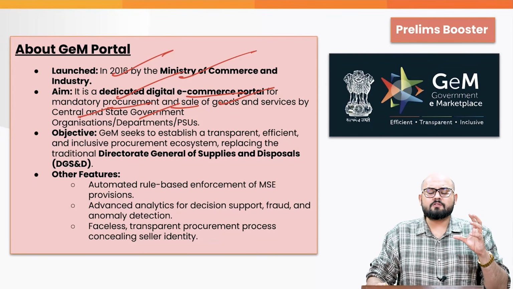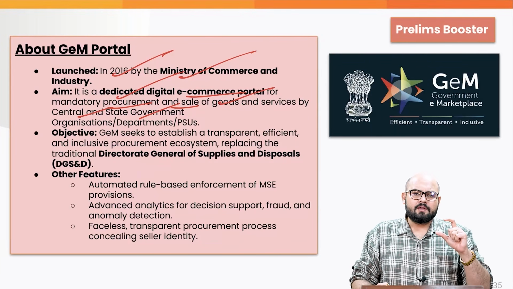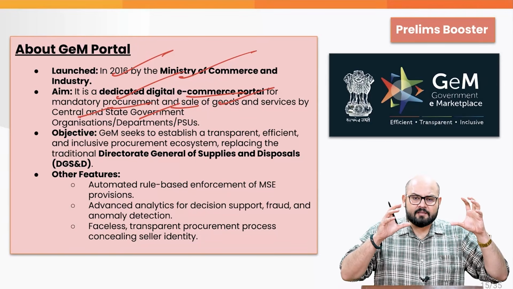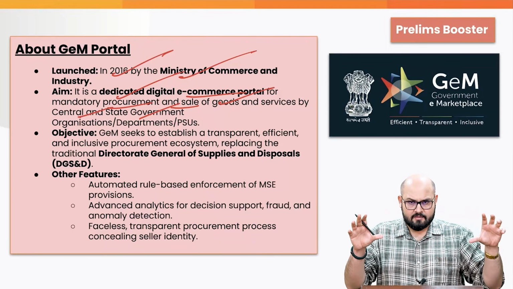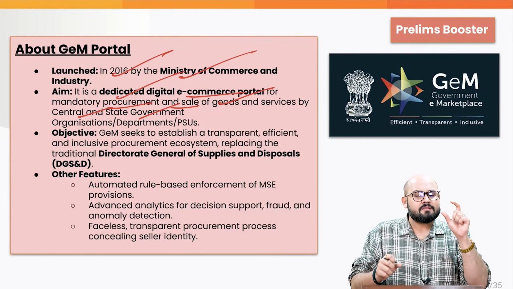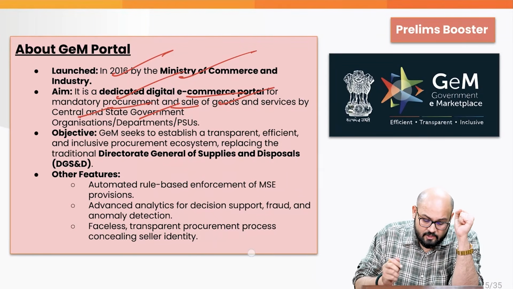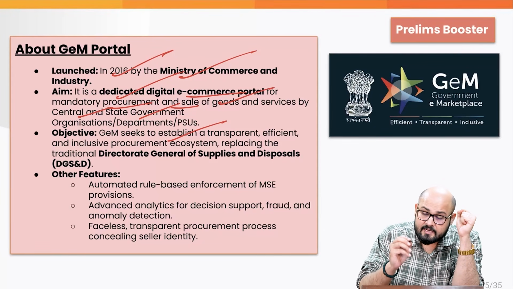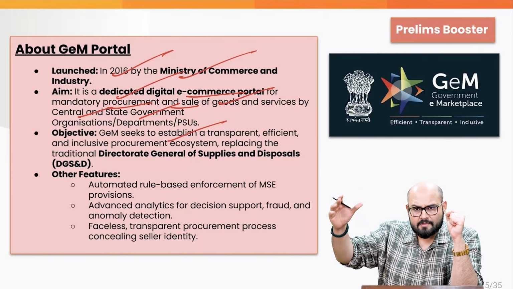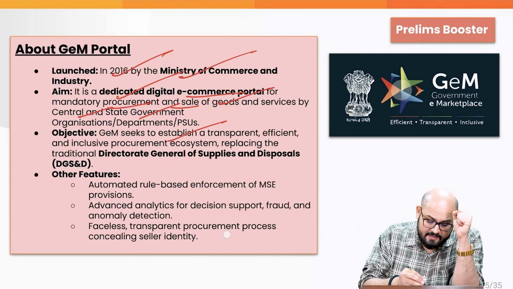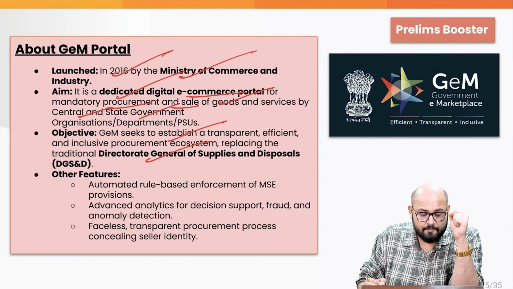Look, government is also a major buyer of different goods and services. So when the government comes up with this particular platform, it gives opportunity to a lot of the MSMEs and the self-help groups. So that is the reason the GeM portal is very, very important. The objective is to establish a transparent, efficient and inclusive procurement ecosystem, making sure that some incentives are given to the MSMEs or the other sections, replacing the traditional Directorate General of Supplies and Disposals.